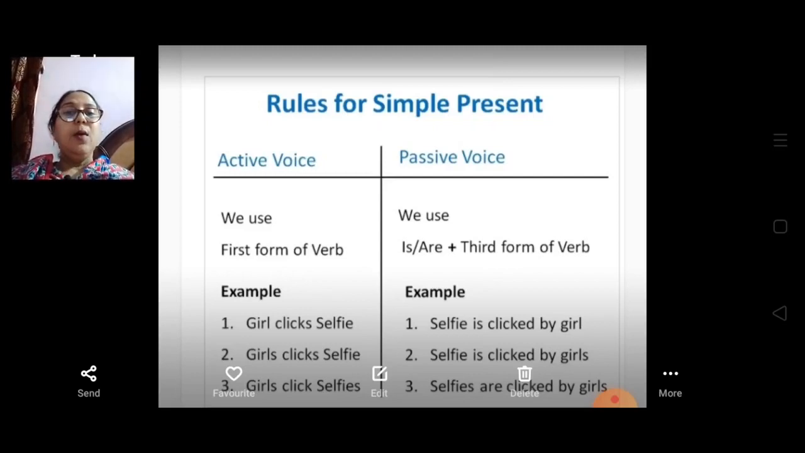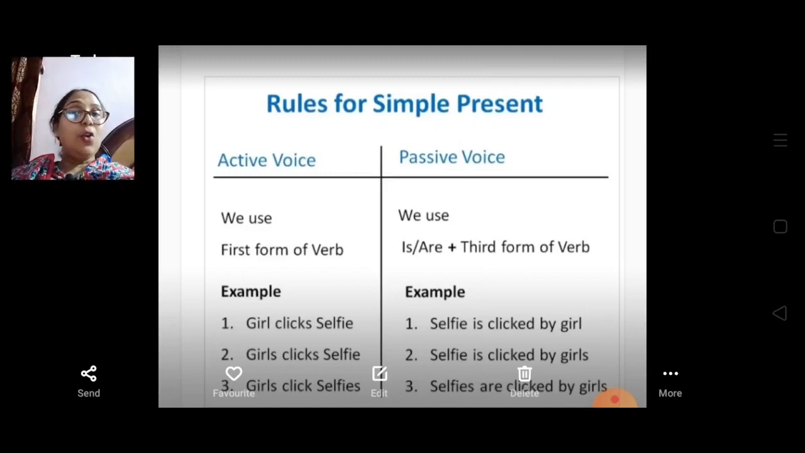Okay, now again you can see girls click selfies. Now here you can see the object is in plural form. Now selfies are clicked by girls. In the second sentence we have seen selfie is a singular form. The object is the singular form. That is why selfie is clicked by girls. Now here, girls click selfies. Now selfies are clicked by girls because selfies has a plural form.